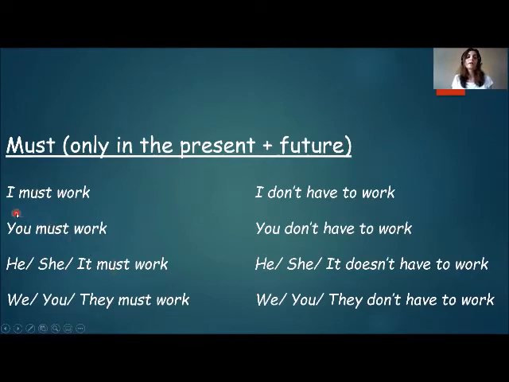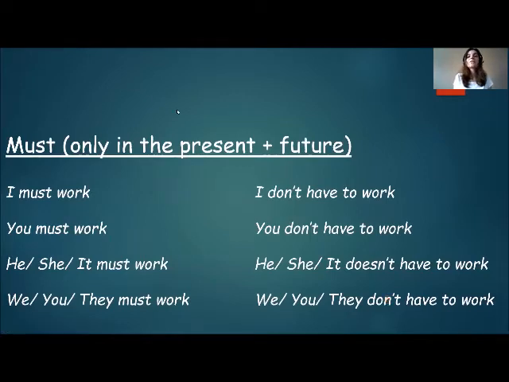So you will say I must work, you must work, but also he must work, or she must work, or we must work. Right? So if we say this, it means it is necessary for us to work. If you want to say it is not necessary for you to work, but it's okay if you work, then we will use don't have to. Okay? So we will say I don't have to work, you don't have to work, he doesn't have to work, and we don't have to work.